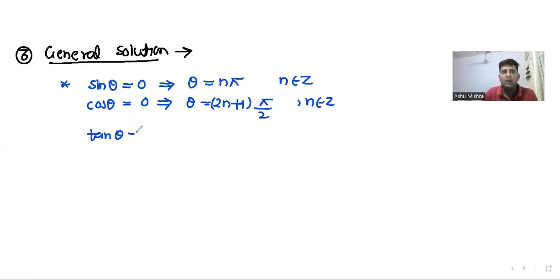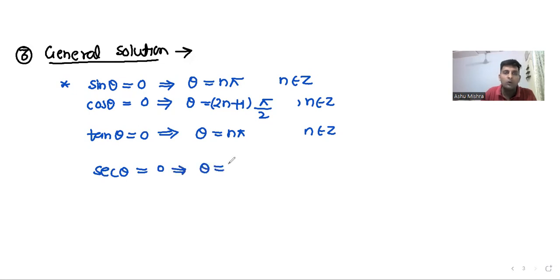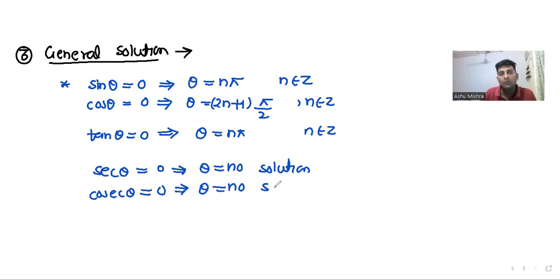If tan theta is equal to 0, then we know very well theta equals n pi, where n belongs to integer. Now, if sec theta equals 0, then theta has no solution. If cosec theta equals 0, then theta also has no solution. They are all the basic keys of general solution.